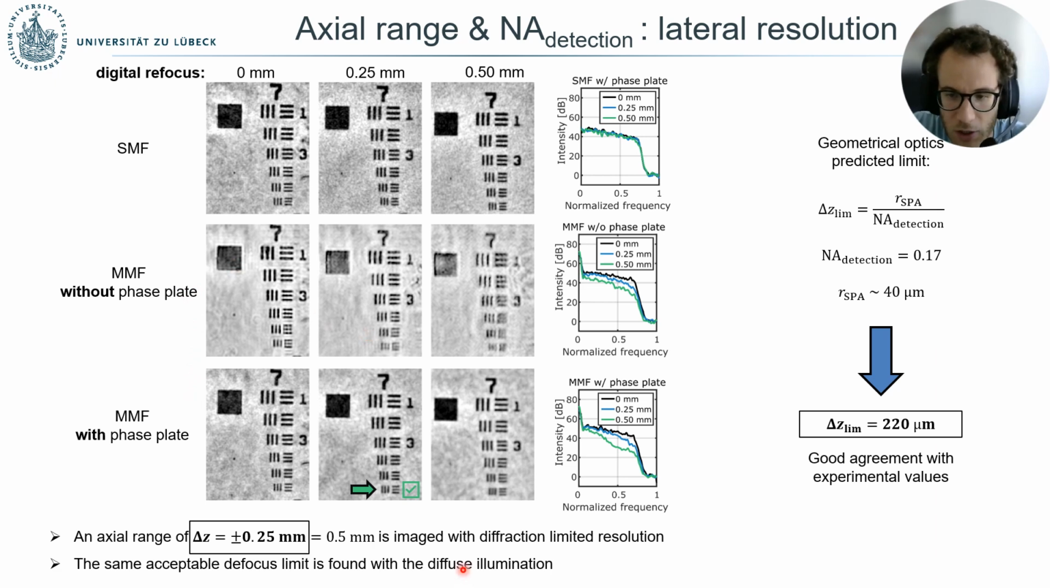But what we saw is that, for our given detection and size of coherence areas, we could maintain a thickness that was relevant for the kind of sample that we're interested in. So plus or minus 25 millimeter, that gives a total thickness of 0.5 millimeter, could still be imaged with diffraction limited resolution, and that matches the formula that we obtained from geometrical optics that said that a defocus of 0.22 was also acceptable.